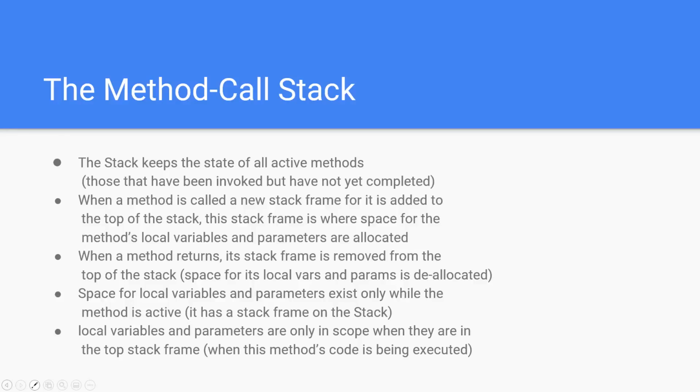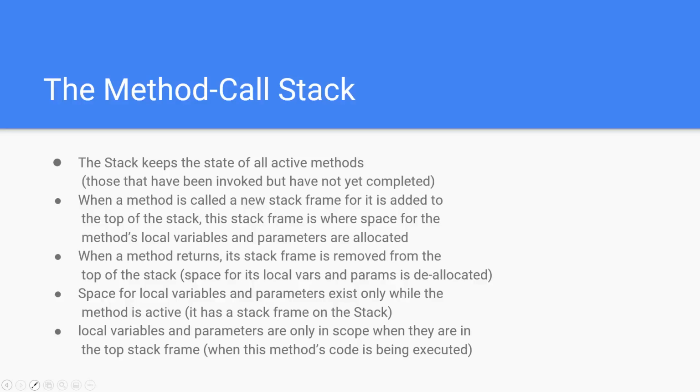So the stack keeps track of all of the active methods. As we are working with them, the stack is pointing to the section of memory on the heap where the current object is. When a method is called, a new stack frame for it is added to the top of the stack, and then space is allocated as needed. When a method of an object returns, its stack frame is removed from the top of the stack, and then that memory can be deallocated.